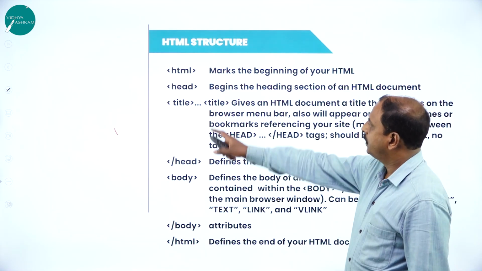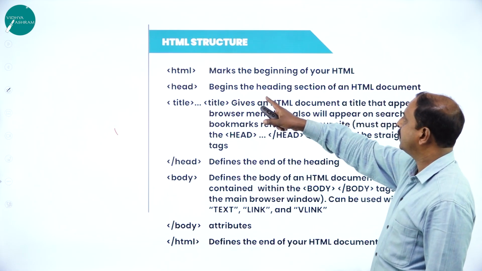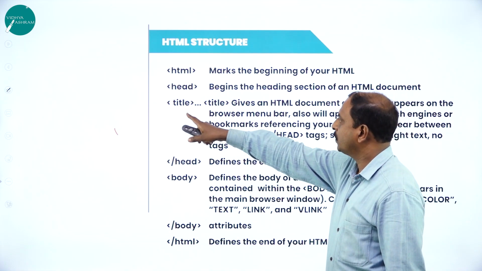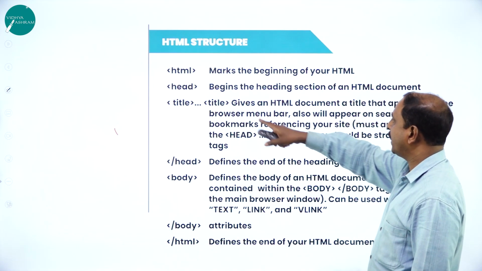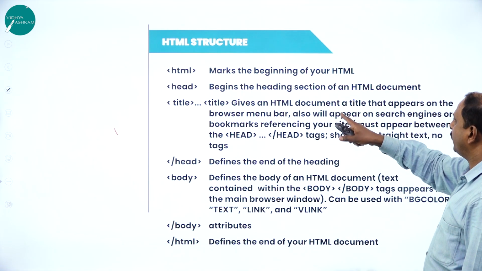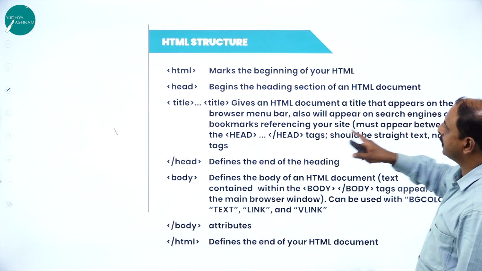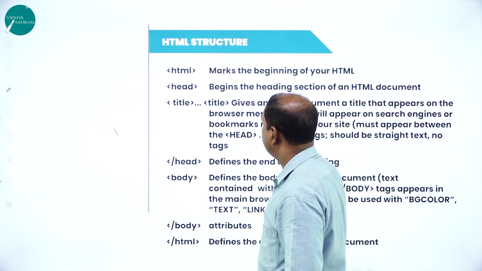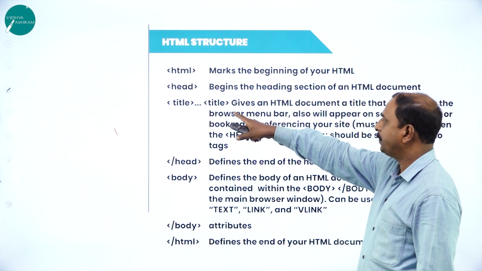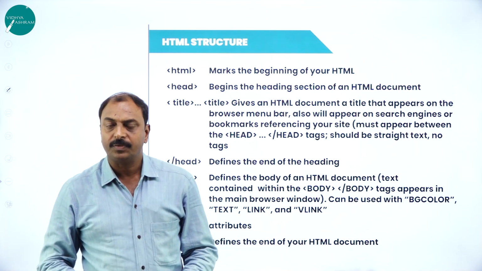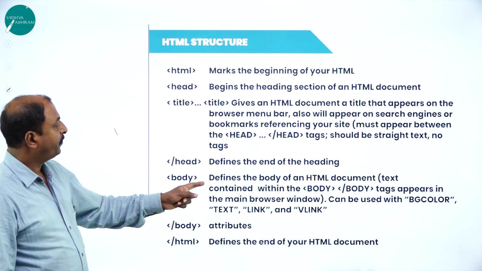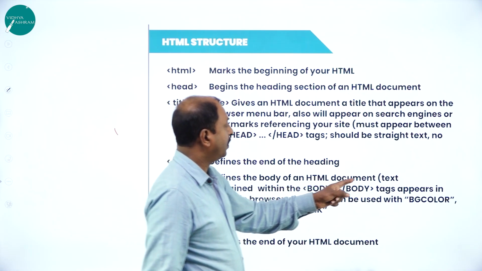After that, the head tag begins the heading section of the HTML document, and it has one more tag, the title tag. The title tag gives the HTML document a title that appears on the browser menu bar. I mean, whatever title you give here will appear at the title bar of your window. The next tag is the body tag. This defines the body of the HTML document.